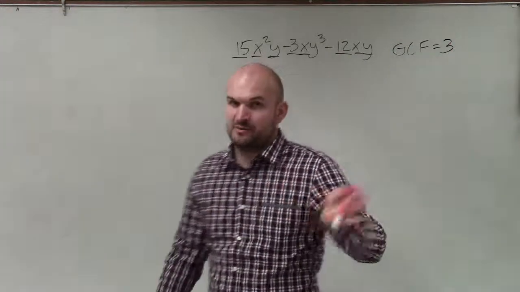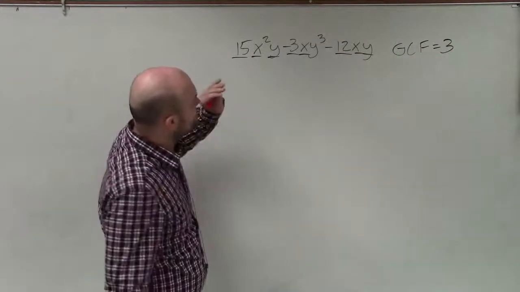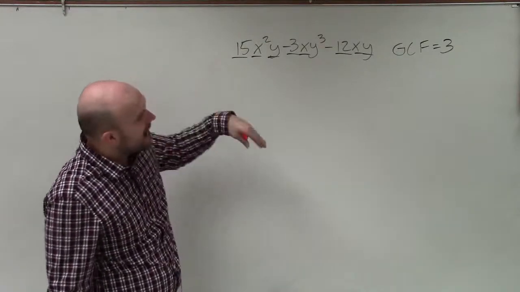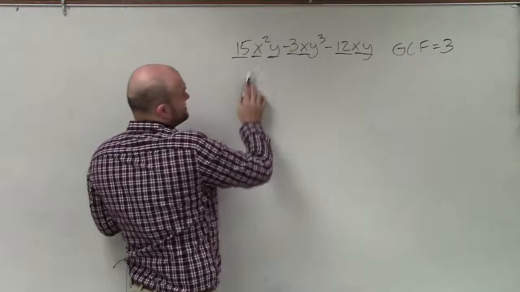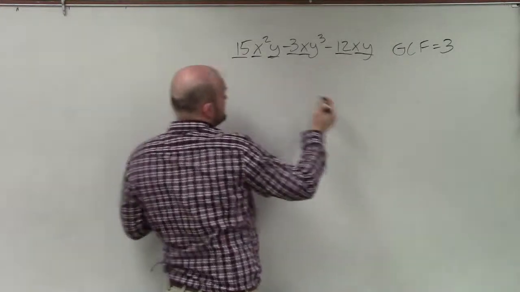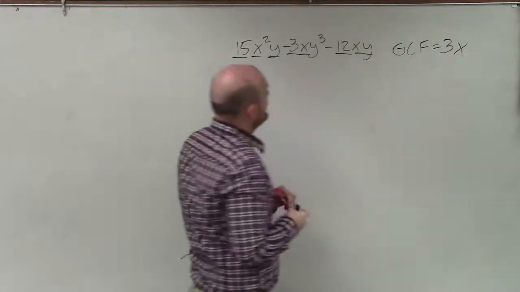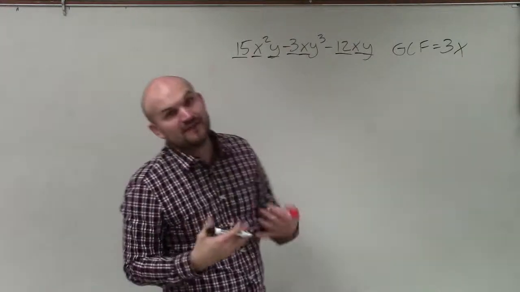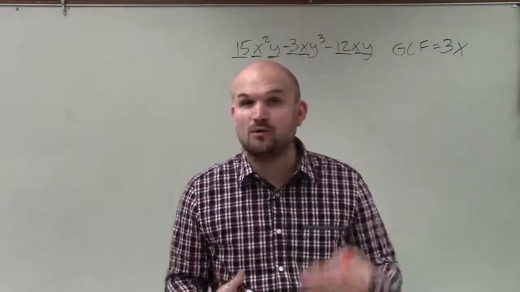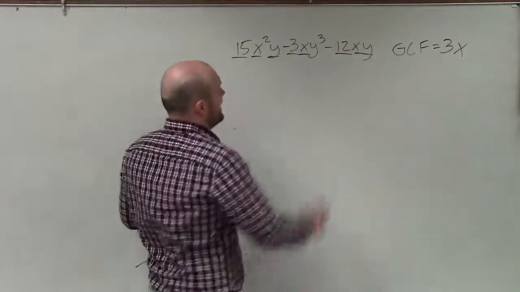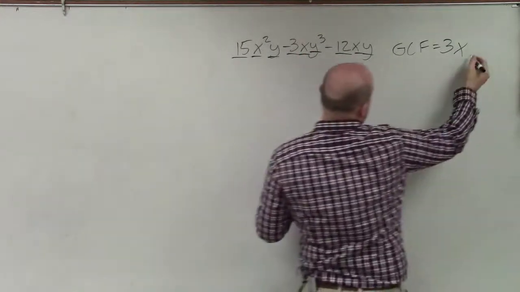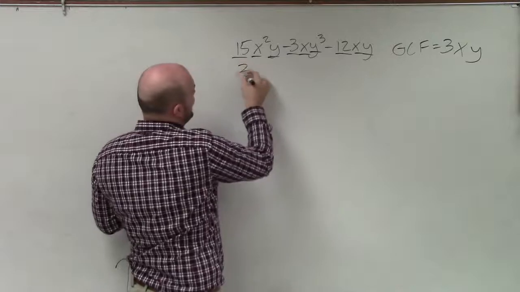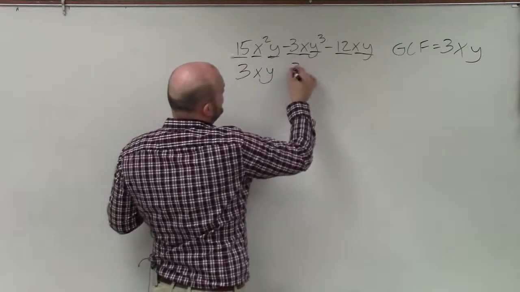Then I look at my variables, and I'll start with x. What is the largest power of x that evenly divides into all of my terms? You guys can see in this case, I have x. Then I look at y, and again, I want to identify the largest power of y that evenly divides. They all have a y, so the largest power is just going to be y. So I'm going to divide each one of these terms by my GCF.